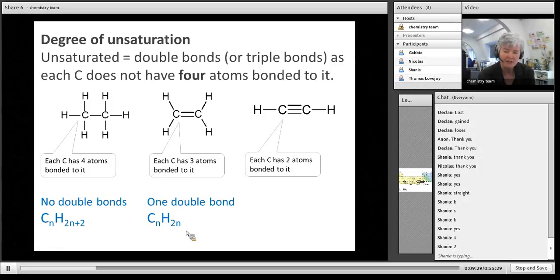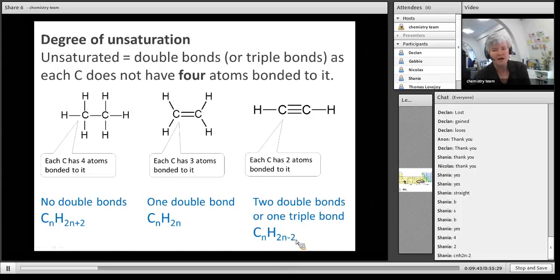Does anybody want to have a go? So Shania is typing. Well done. It's CnH2n-2. So if I had 3 carbon atoms in a row with a triple bond there, it'll be C3, and then H2 times 3 is 6, minus 2, so I'll have 4 hydrogen atoms in propyne.